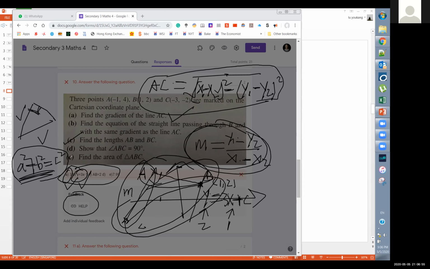And then find the area. Area is easy already. Just base times the height, half. Am I right or not? Right. So that means for part D, to test for 90 degrees, you make use of Pythagoras theorem. Or you can also use SOH CAH TOA. So this is your A and this is your H. So that means cosine, you cosine this angle. You can also use sine rule, sine this or cosine, play with it.